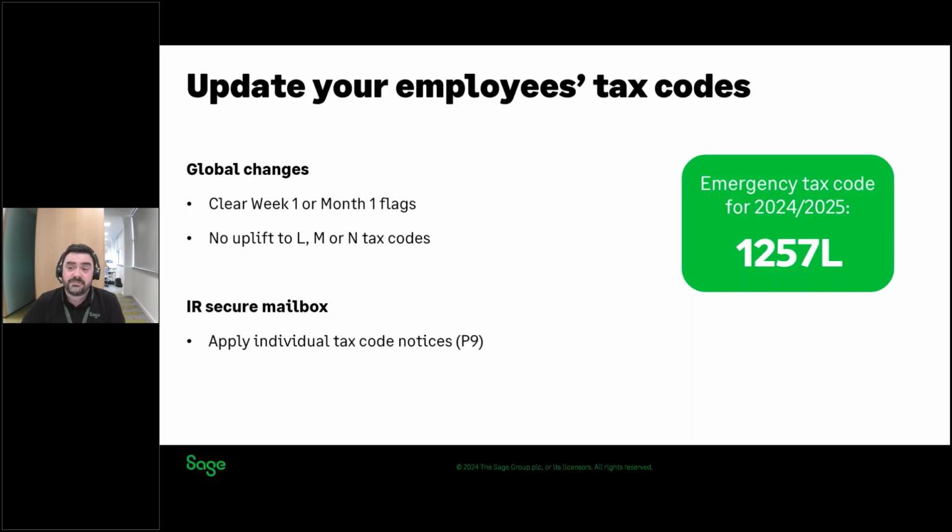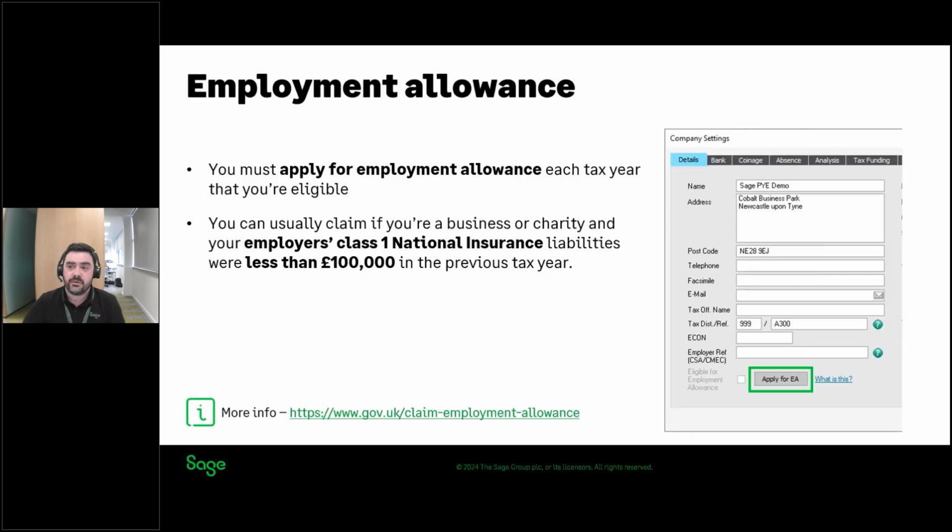So 2 remaining steps for getting ready for the new tax year. So we're going to do these together. The next one is to apply for employment allowance if your business is eligible to claim this. So this needs to be applied for every tax year. These days it doesn't automatically carry forward.